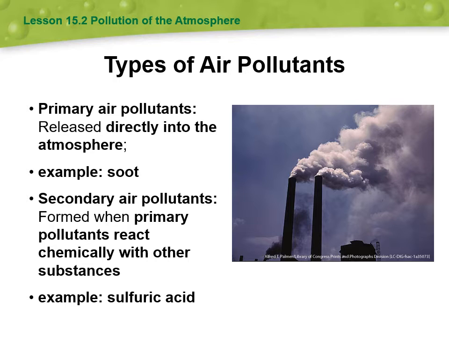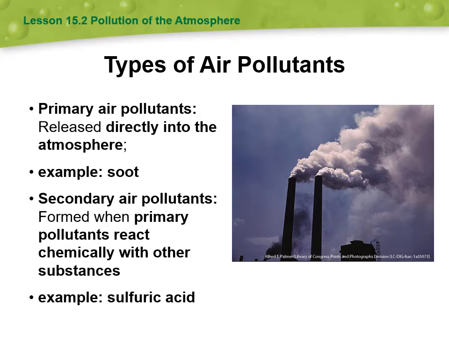So primary air pollutants are things put directly in the atmosphere. This is the pollution that comes out of our vehicles when we drive them and the pollution that we see directly coming out of the smokestacks of industry. Soot is a great example of that, whether from industry or from wildfires even.